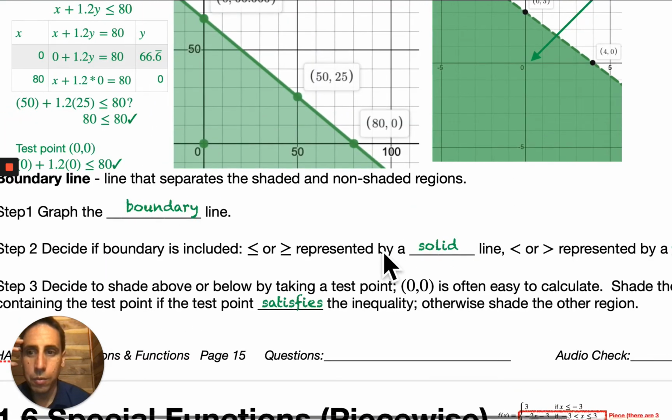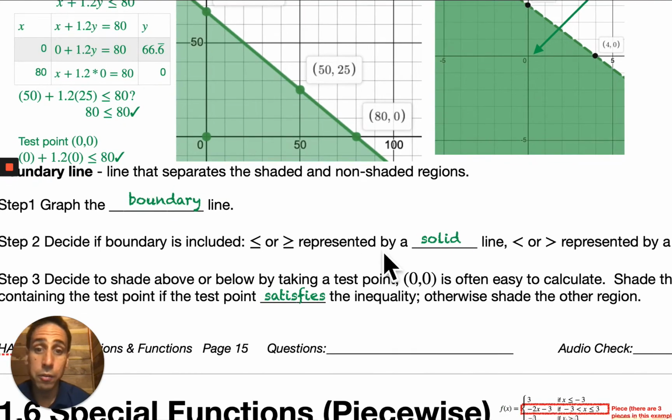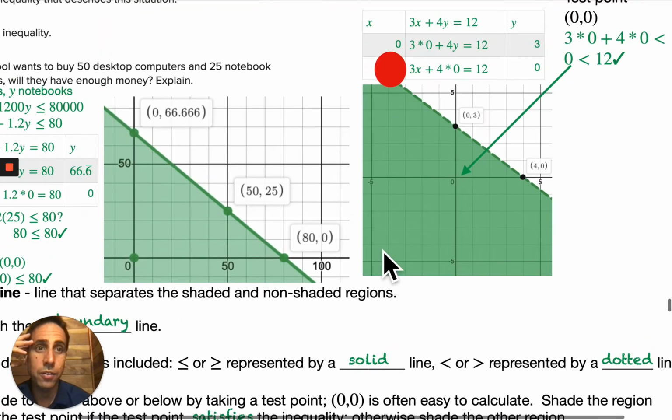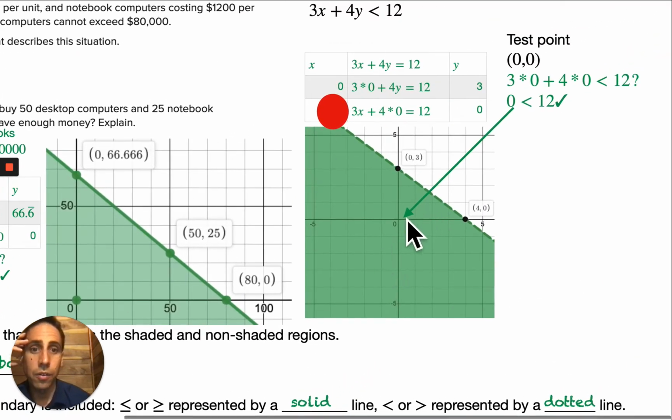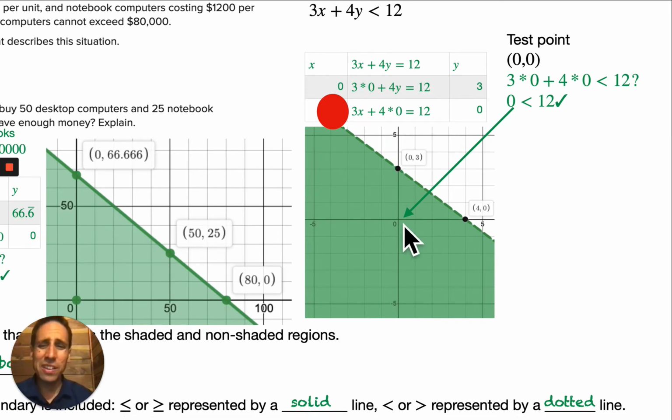Then, number 3, we have to decide to shade above or below by taking a test point. Often 0, 0 is an easy one to use. It doesn't have to be 0, 0, but I like multiplying stuff by 0 because it all cancels out. The one requirement about this test point is that it cannot be on the boundary line, and 0, 0 is not on the boundary line.